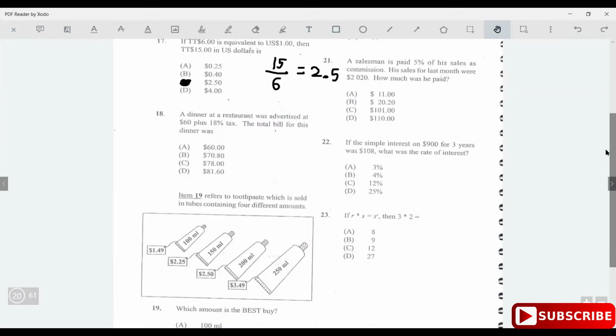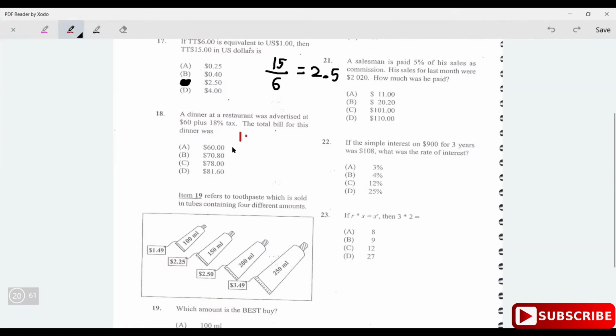Question 18. A dinner at a restaurant was advertised at $60 plus 18% tax. What is the total bill for the dinner? Now, if you're paying 18% tax for dinner, that means you're paying 118% of the original cost price. So it's 118% of 60.